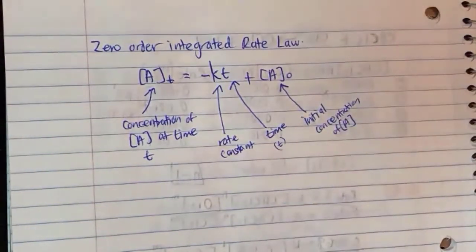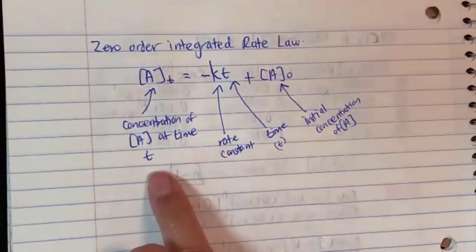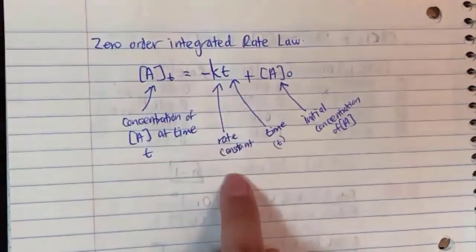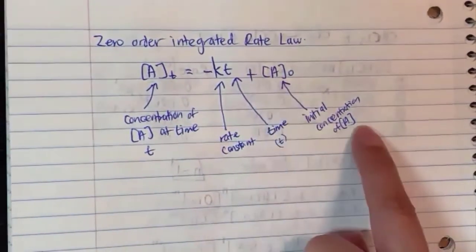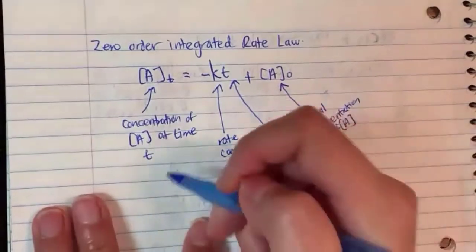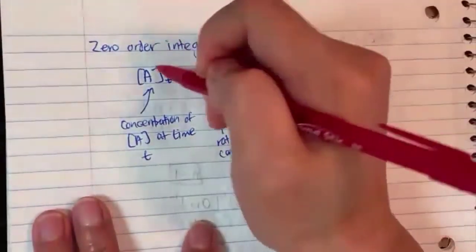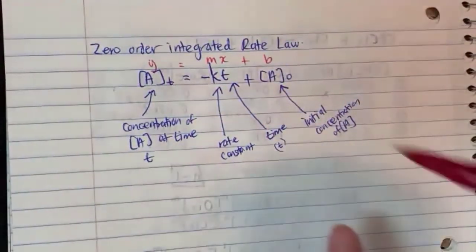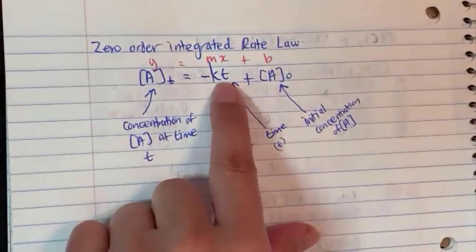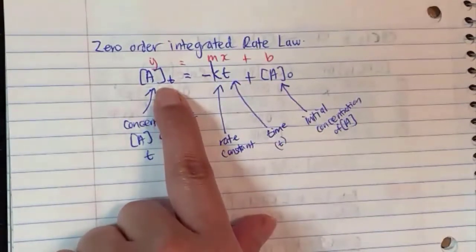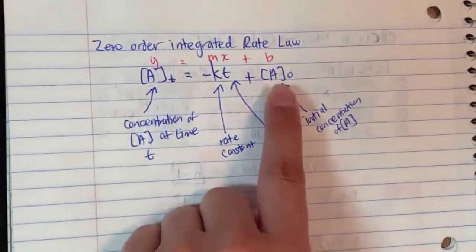Okay, so basically the zero order integrated rate law says the concentration at time t equals the negative of the rate constant times whatever time it is, plus the initial concentration. It's just taking the zero order rate law and integrating it. If you look at this as y equals mx plus b, your m is your negative k, the x-axis will be time, the y-axis will be the concentration of A at whatever time, and b here is your y-intercept.